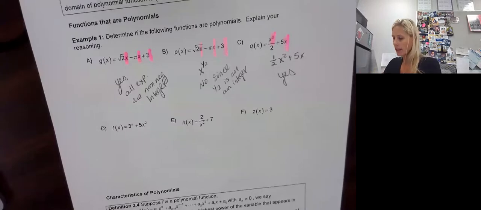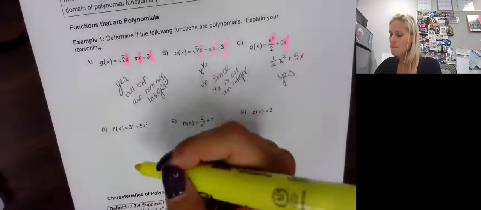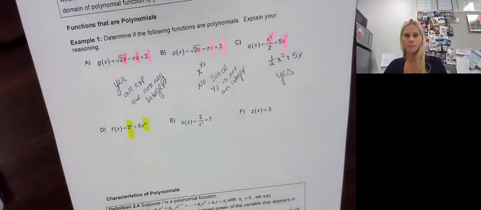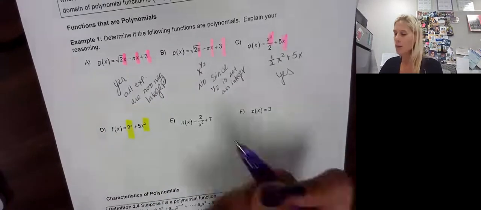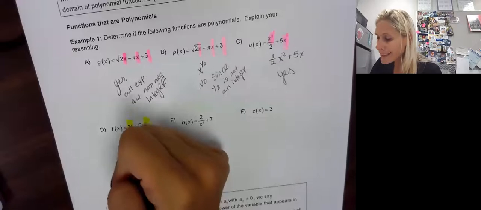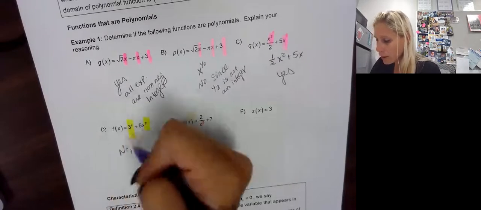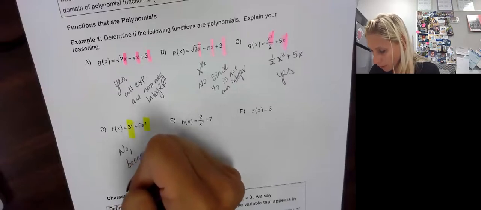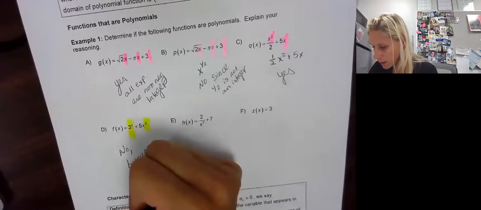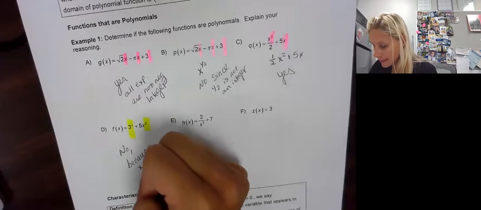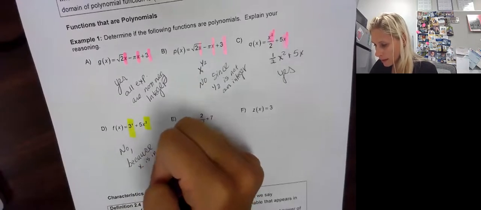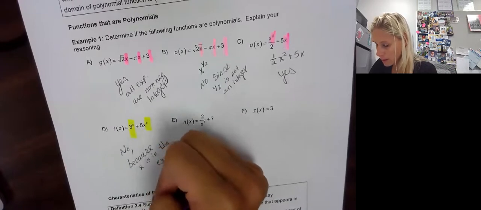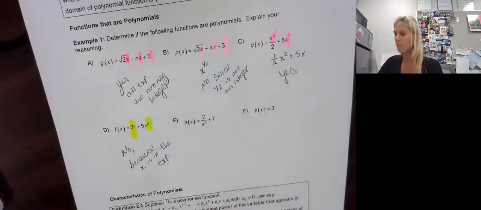All right, now I'm going to use a different color because apparently my marker is not working. So again, I'm going to look at those exponents. And look, here is our problem. We have a problem here. This is not a polynomial because our variable is in the exponent. So that can't happen either.